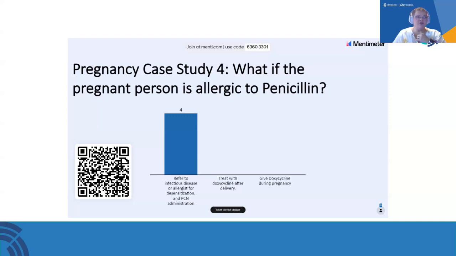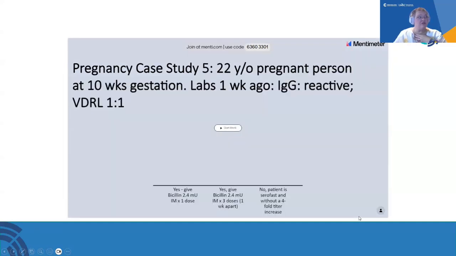That's correct. We are going to go ahead and refer to ID and get her treated ASAP. Doxycycline is contraindicated in pregnancy, and we're certainly not going to wait till after delivery to give any treatment because the fetus needs to be treated as well. Good deal.